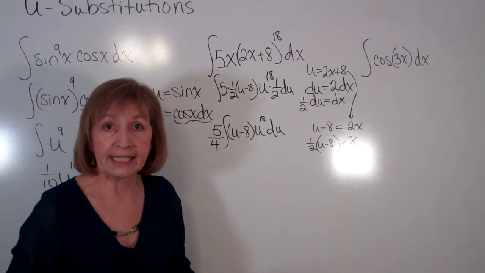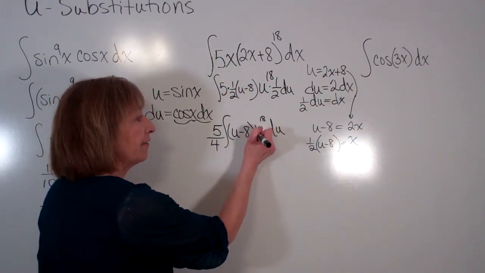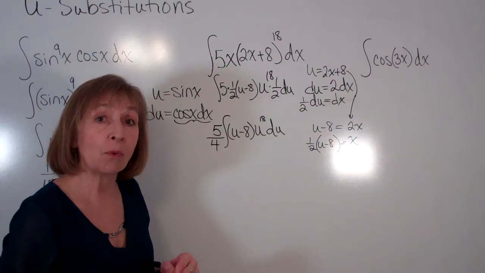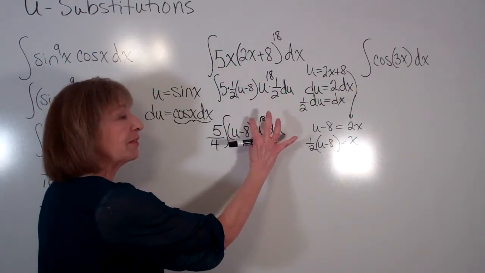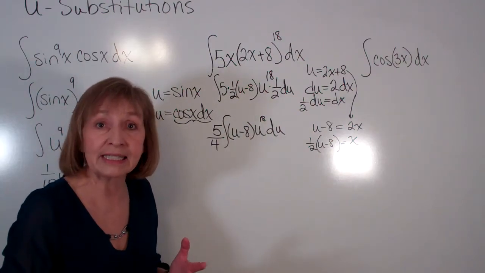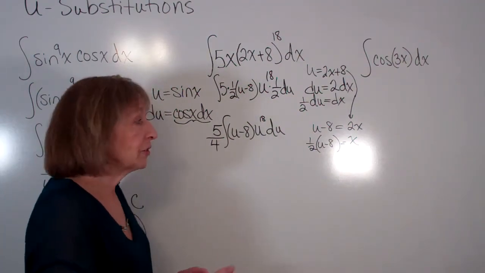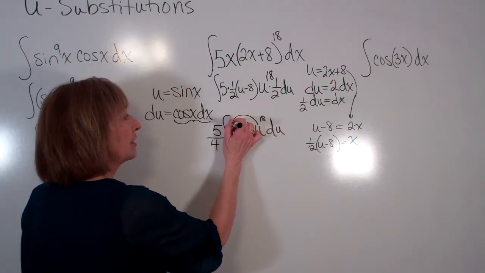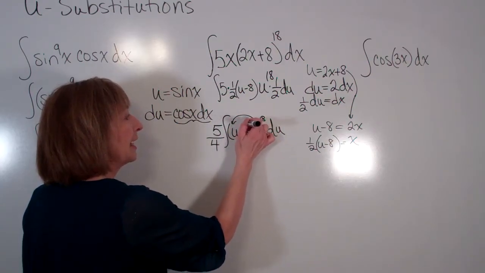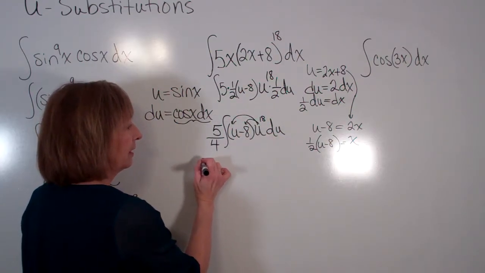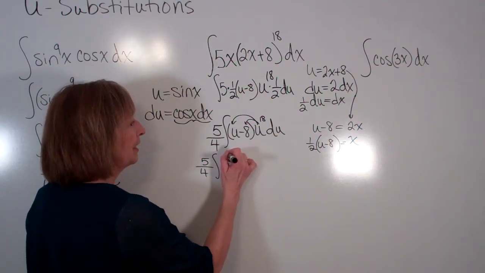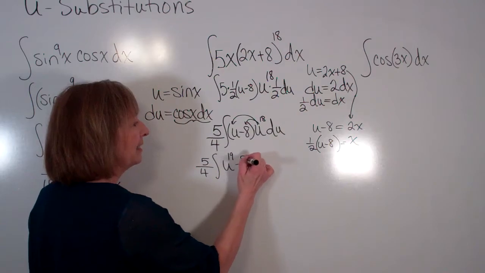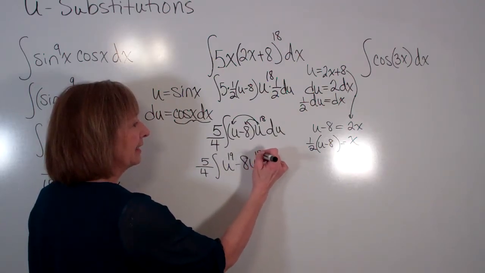Now we're almost ready. I don't have an integration process for a product of two functions, but now this parentheses just is to the first power. It's not to a higher power. So I can go ahead and just distribute this u to the 18th to each term. So I have 5/4 times the integral u to the 19 minus 8 u to the 18 du.